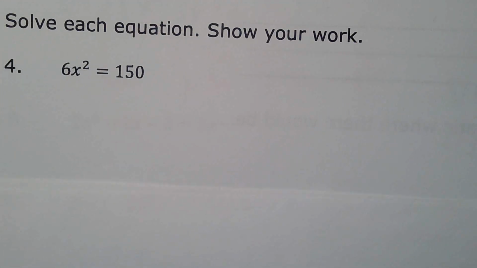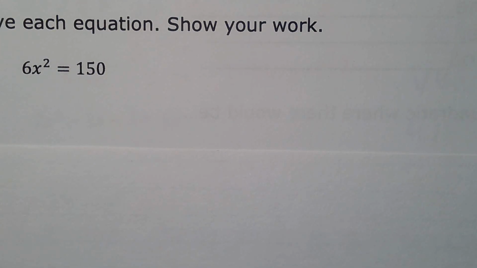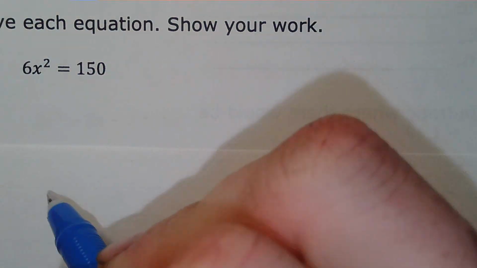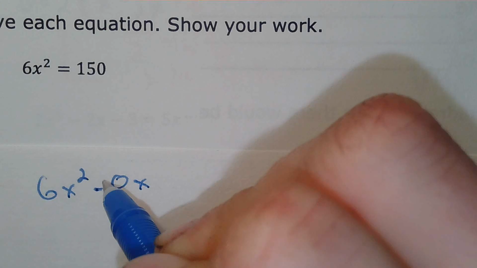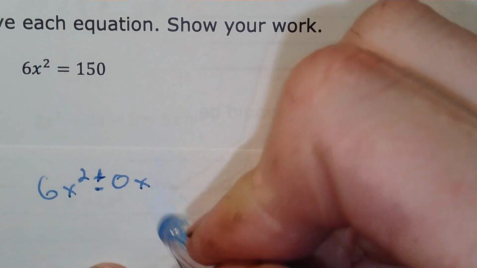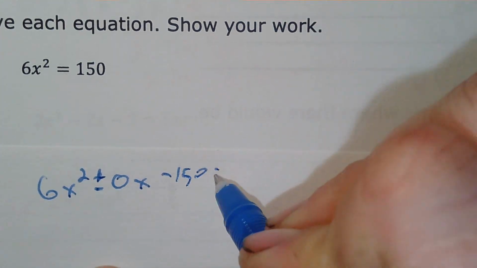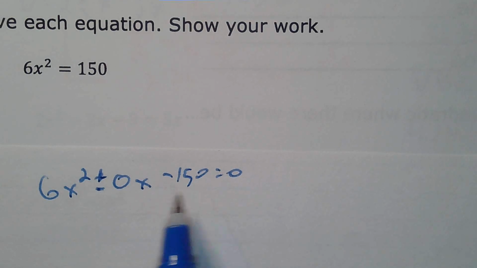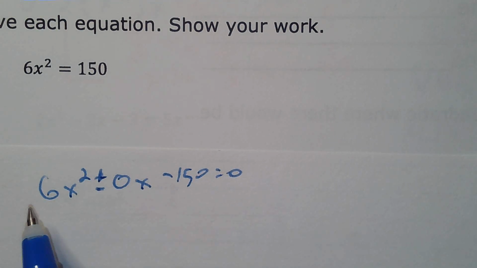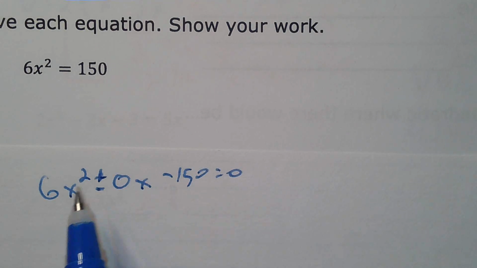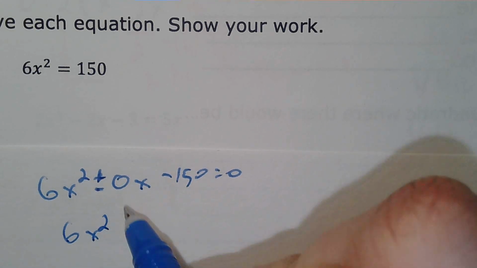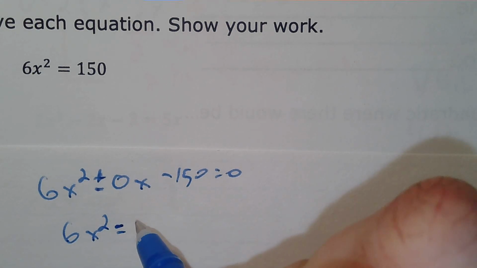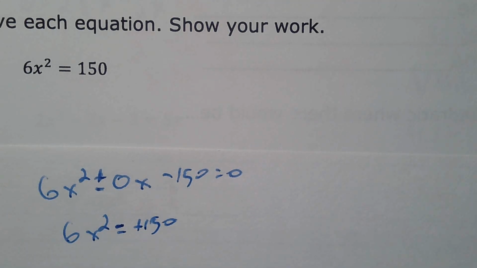If I think about how this was rewritten, this is 6x squared plus or minus 0x, minus 150 equals 0, right? So that's this equation in standard quadratic form, ax squared plus bx plus c. But they went ahead and did the first step for you and said 6x squared, they dropped the 0x, equals positive 150. Okay, so how do I solve for x here?